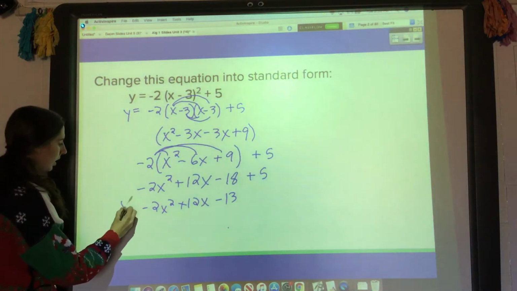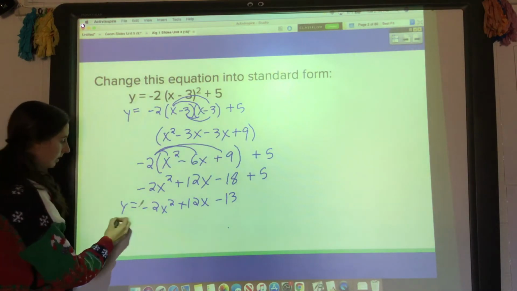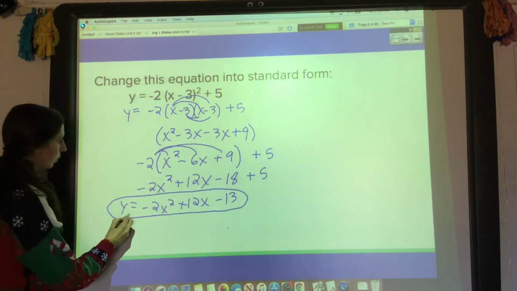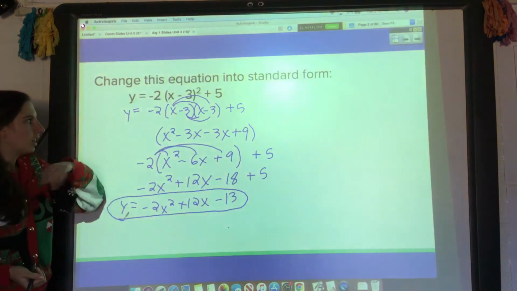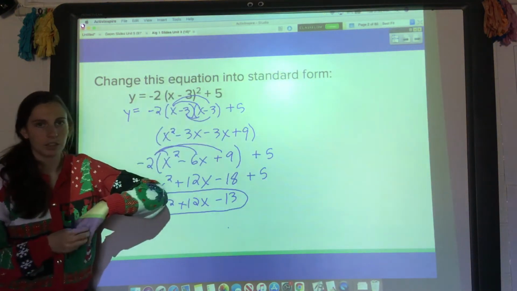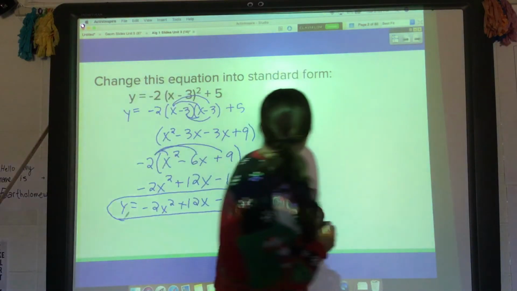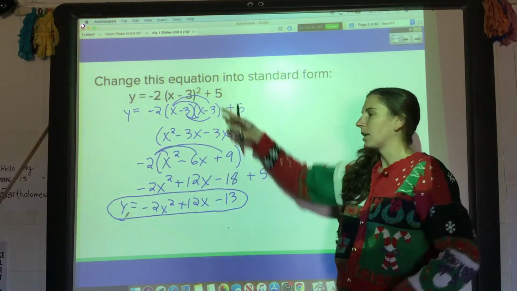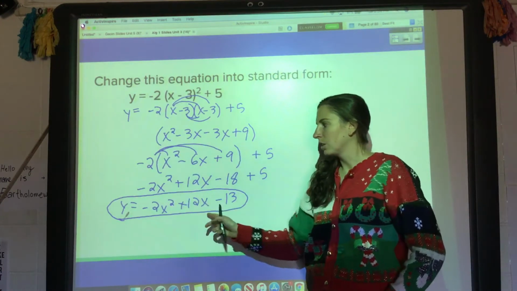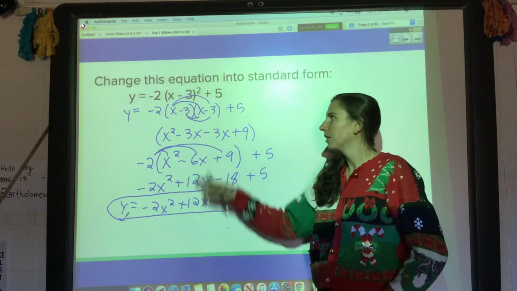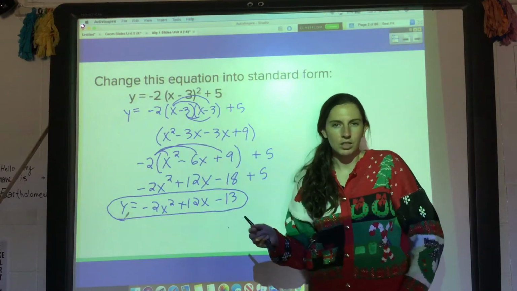So I'm going to say y equals, and so this is the standard form of this equation. This is vertex, this is standard. You just multiply it out until you're done. If you were to graph both of these, they would be literally the same equation. If you were to put in values for x, you would get out the same thing for y using either equation. They're the same, just different forms.